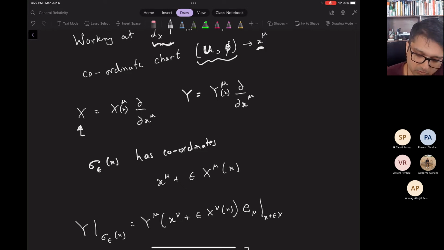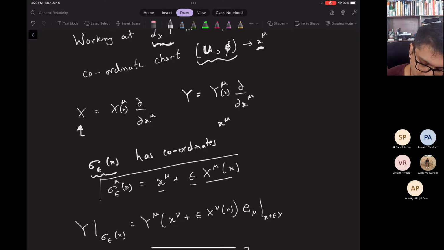Now we know that after a flow, this is what we showed last time, the point x mu will move to the point sigma epsilon of x, and sigma epsilon of x will have coordinates x mu plus epsilon times capital X mu.